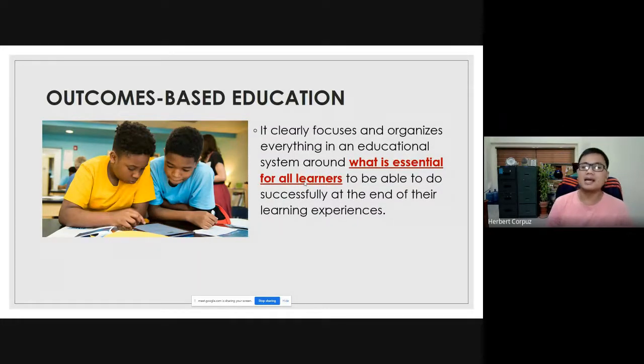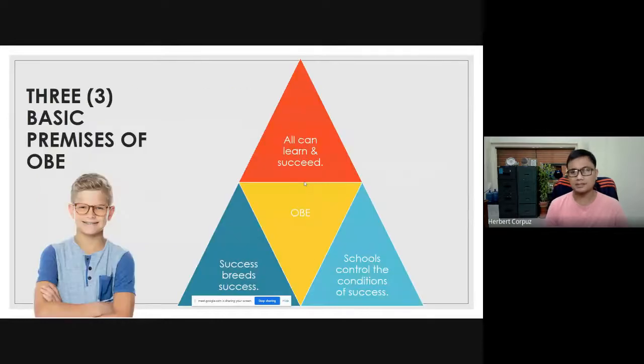Outcomes-based education clearly focuses and organizes everything in an educational system around what is essential for all learners to be able to do successfully at the end of their learning experiences. Outcomes-based education is about identifying the relevant skills that learners have to demonstrate, that learners have to be able to do at the end of the learning experience we ask them to participate in. So there are three basic premises of outcomes-based education.